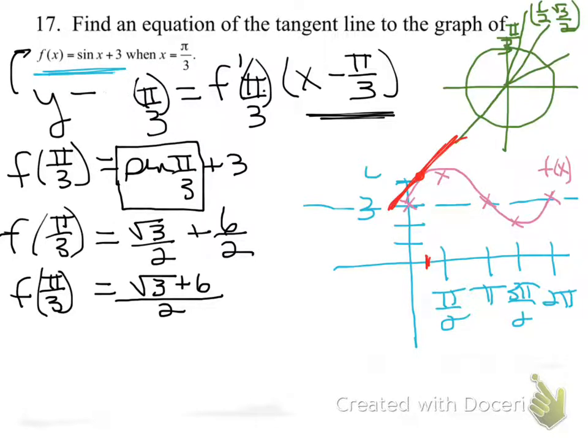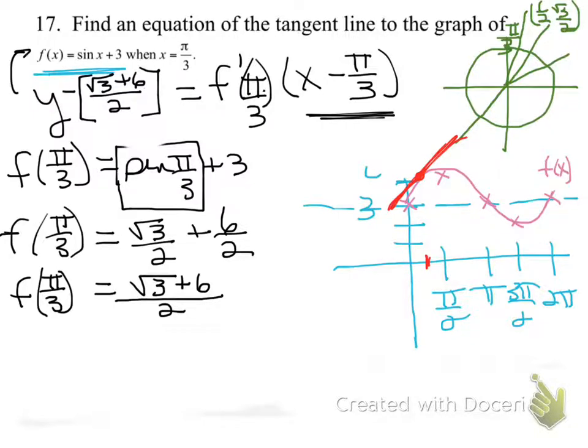So I'm going to erase f of pi over 3, and in its place, let's put what we just discovered. So minus, and then I'm going to use a bracket so that I can see the whole thing. So I have root 3 plus 6 all over 2. Close the bracket. Okay, that was f of pi over 3. Now we need to find f prime of pi over 3.